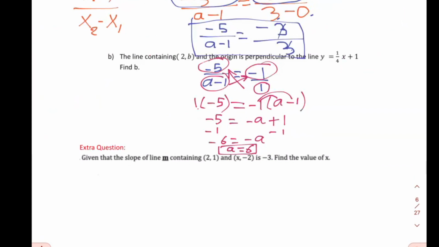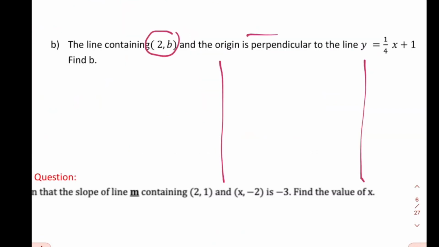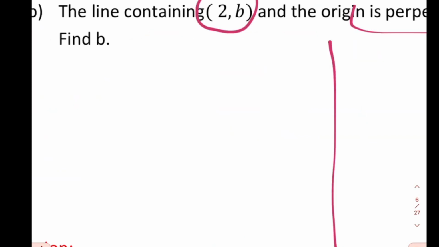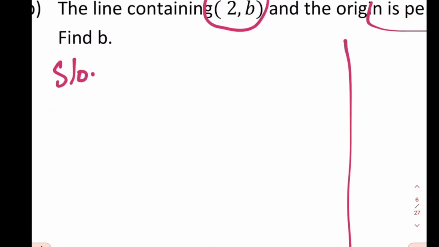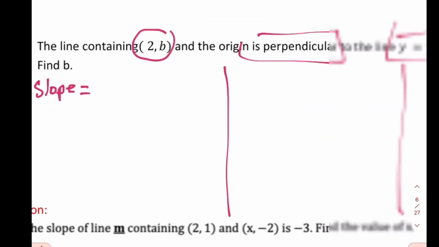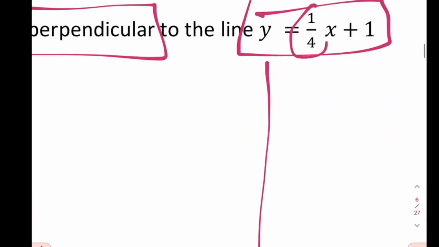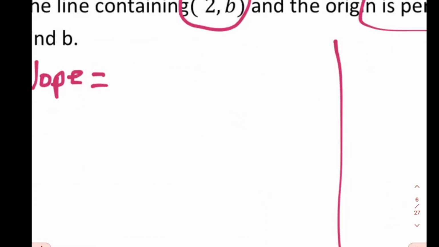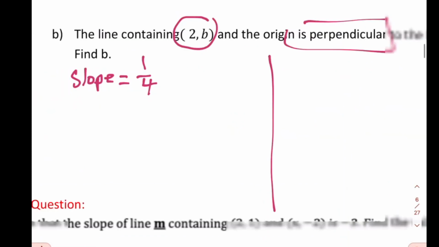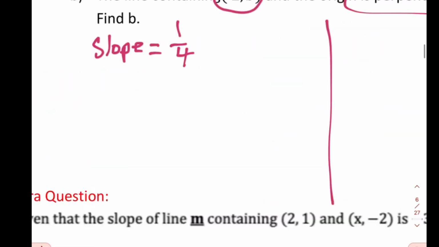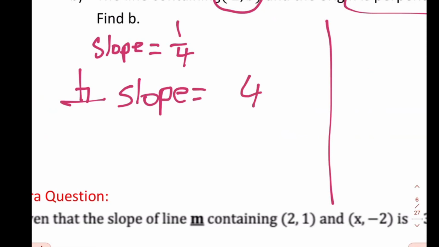Okay. Containing this and perpendicular to this line, we start with the slope of this line. So slope equals, as you can see, it's the coefficient of x, 1 over 4. Slope equals 1 over 4. Now, for the slope of the perpendicular, I said you reverse, which is 4, and you change the sign. This is plus, you make it minus.